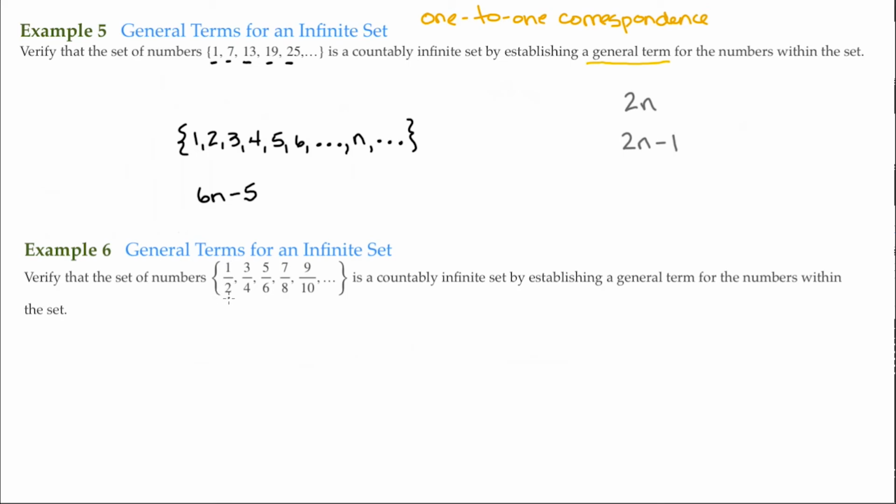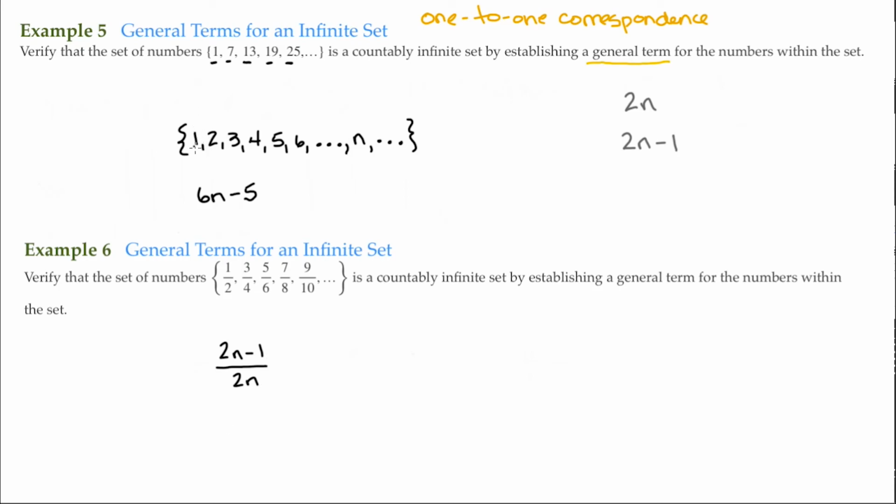Now look at the corresponding denominators. 2, 4, 6, 8, 10. You can guess what the next one would be: 12. So it looks like the corresponding denominators are the set of even numbers. So I guess we can say that the general term that represents this set would probably be 2n minus 1 over 2n.